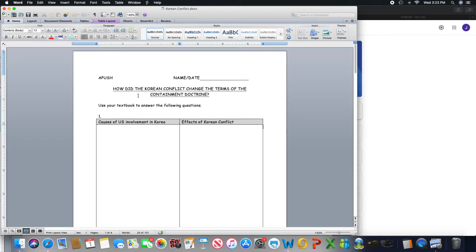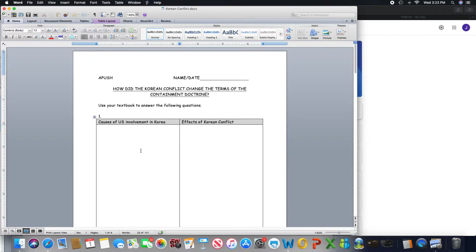We're going to be examining the question: how did the Korean conflict change the terms of the containment doctrine? If you recall, containment is the idea that the United States was going to be dedicated to preventing the spread of communism. They weren't going to fight it outright. They would just say, we're going to try to contain it where it exists today. And that takes us to this Korean conflict.